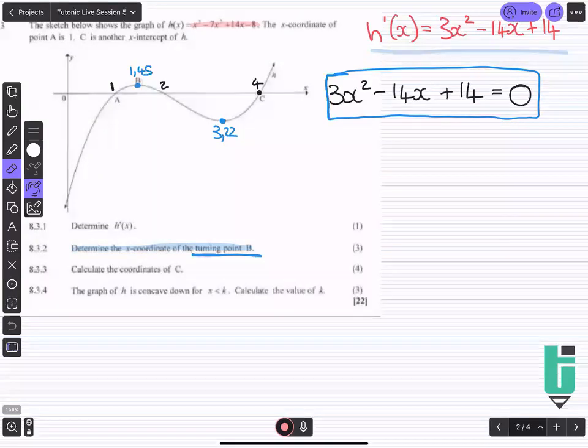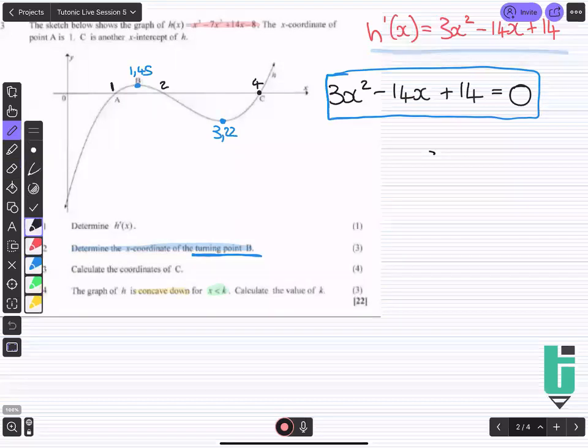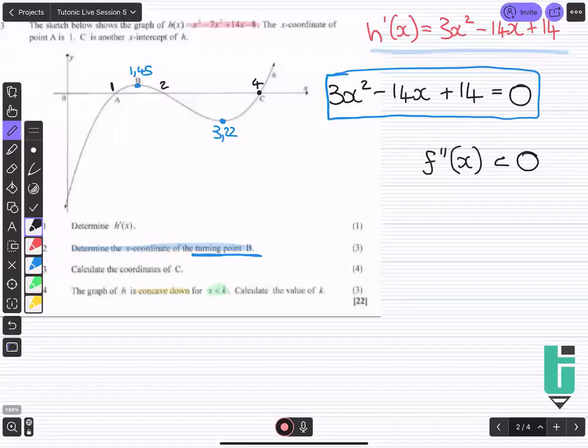The graph of H is concave down when x is below K. Now calculate the value of K. What does it mean when something's concave down? Does anybody want to explain? Isn't it f of x is less than 0? The second derivative is less than 0. The second derivative is less than 0. It just means y is below naught.